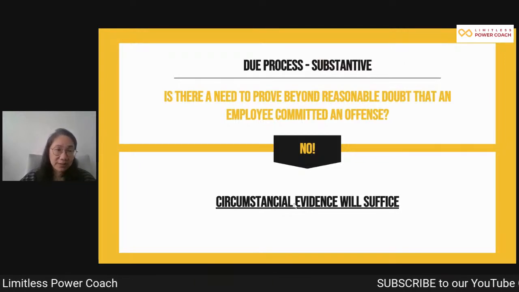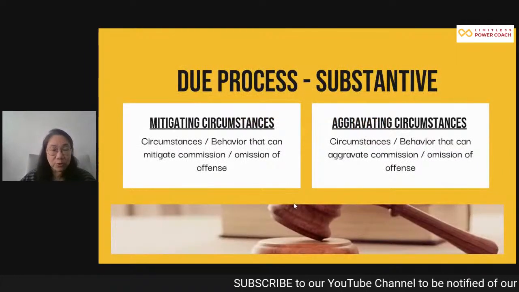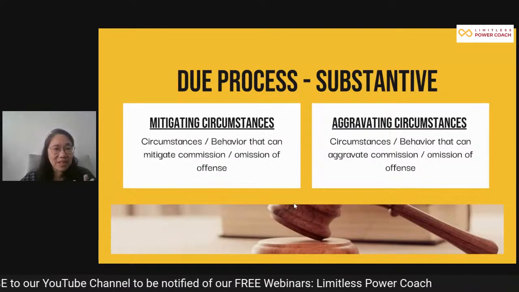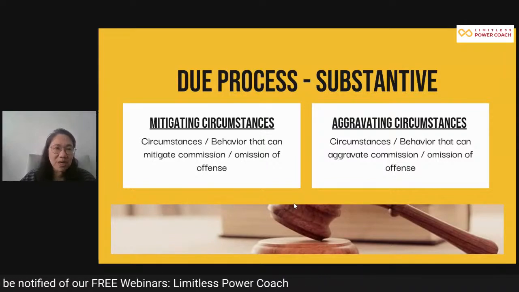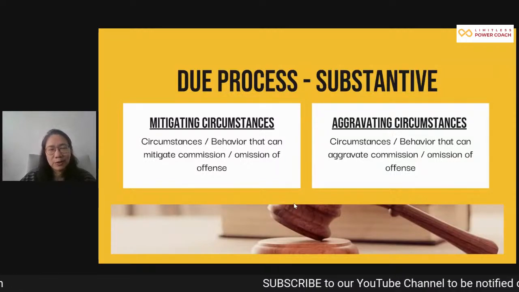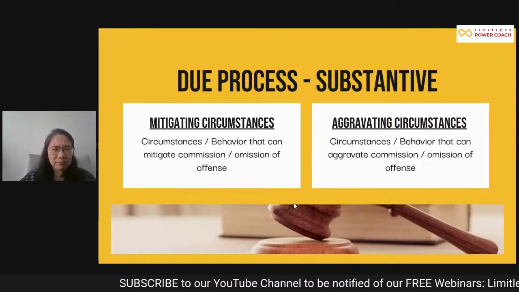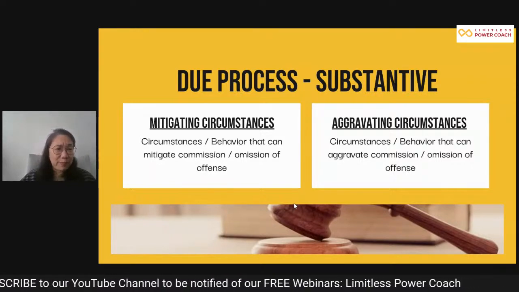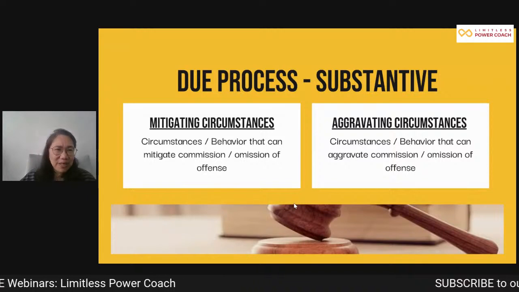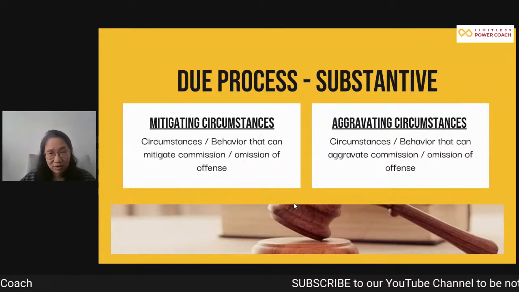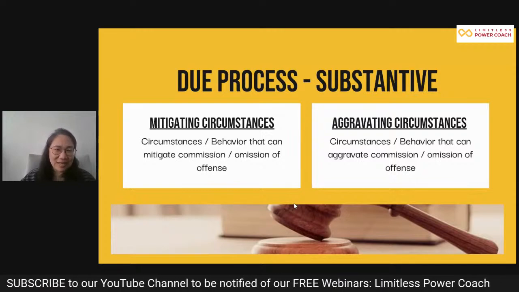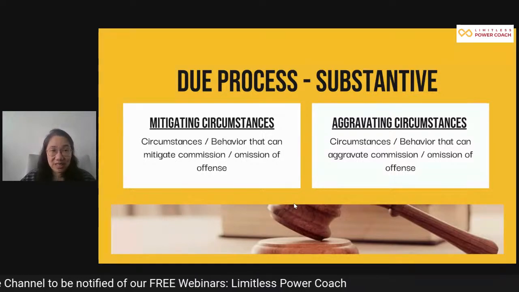But of course, when you talk about due process, there are mitigating and aggravating circumstances that you need to take note of. Sabi natin, ano ba yung mitigating and aggravating circumstances? So sabi natin, mitigating circumstances, ano ba yung mga circumstances or behaviors niya na pwedeng makapagpagaan ng kanyang offenses. So, halimbawa, this person has been a good performer, a high performer in the past. Or, naku, talaga namang nagkaroon ng negligence pero hindi talaga malaki yung cause pero talagang based on investigation hindi intentional, so wala talaga sa loob niya, hindi niya alam. So those can be mitigating circumstances.